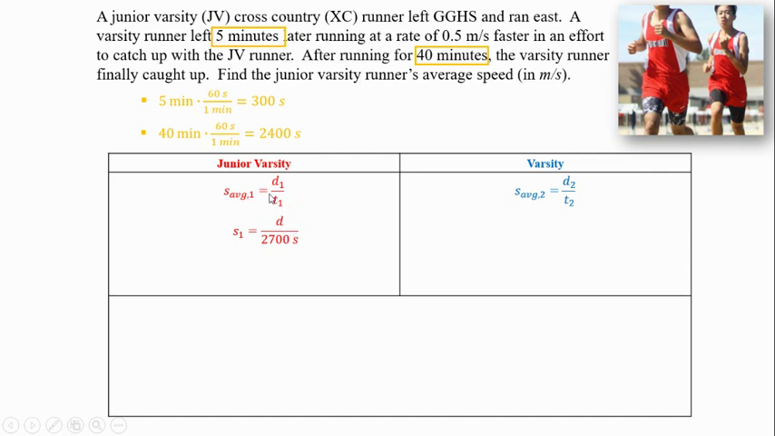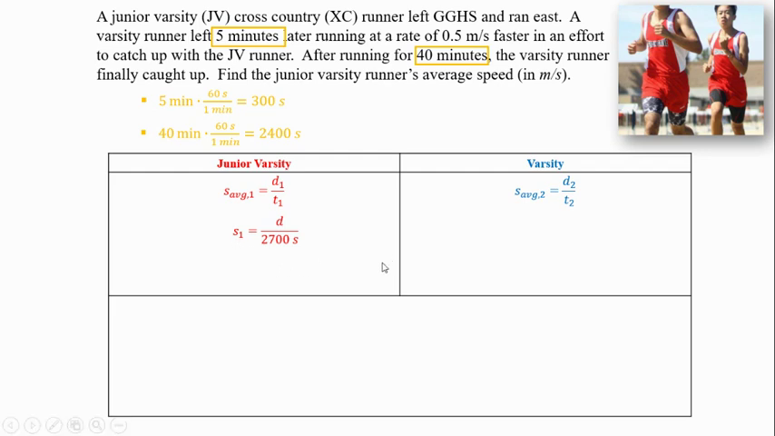Then T1 is going to be 2,700 seconds. That comes from adding the 5 minutes to the varsity runner's time. If the varsity runner ran for 40 minutes, that implies the JV runner has been running for 45 minutes since the JV runner got a 5-minute head start. If you add the 300 and the 2,400 seconds, which is 45 minutes, that gives you 2,700 seconds. As you can see, we have two unknowns. We're trying to solve for S1, but we don't know what D is. So we somehow have to get rid of that variable in order to solve for S1.